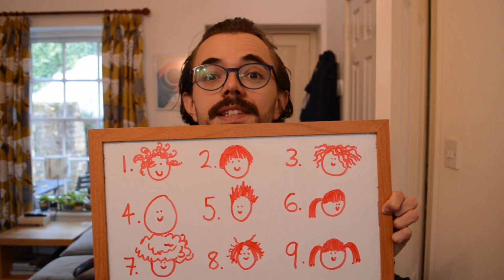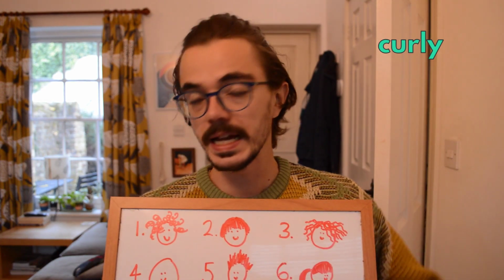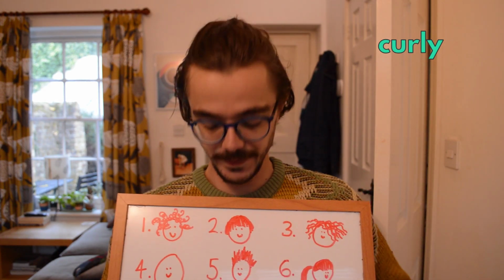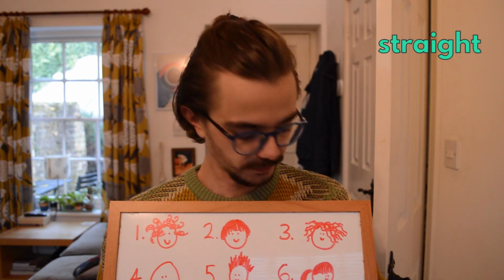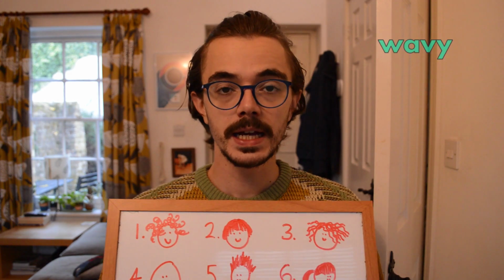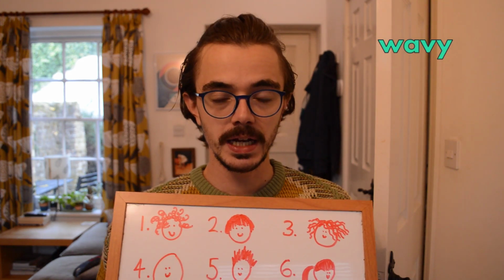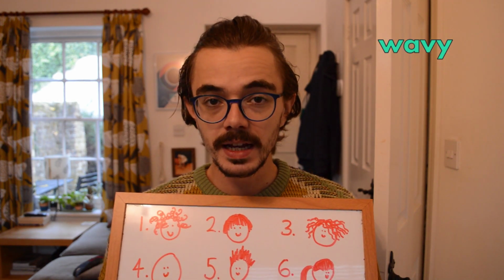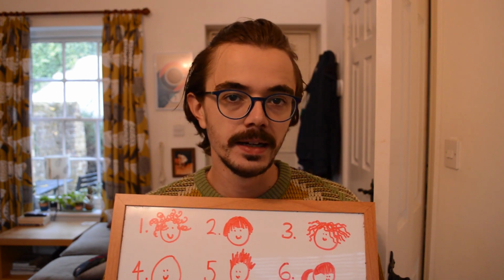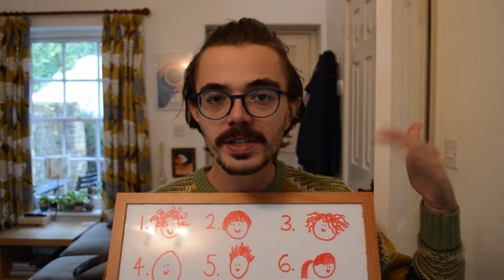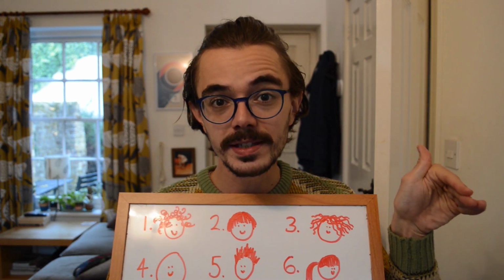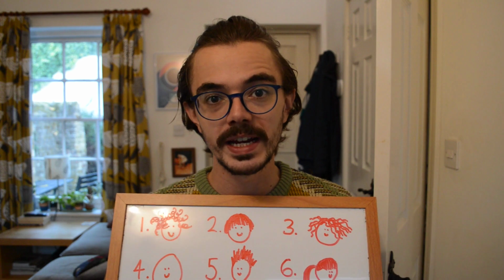Okay, so let's go through them. So our first person here has curly hair. This person, number 2, has straight hair. Number 3 is wavy hair. So wavy is like curly, just a little less curly. I would say that my hair is wavy. Sometimes I have some curls, but mostly it's just wavy.